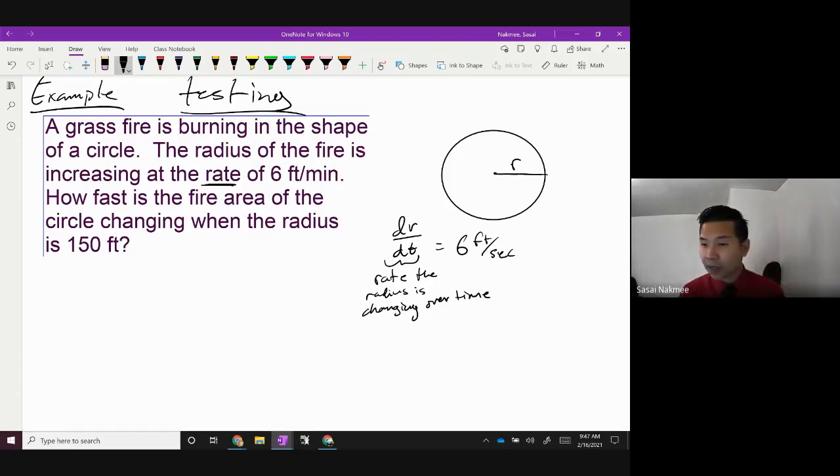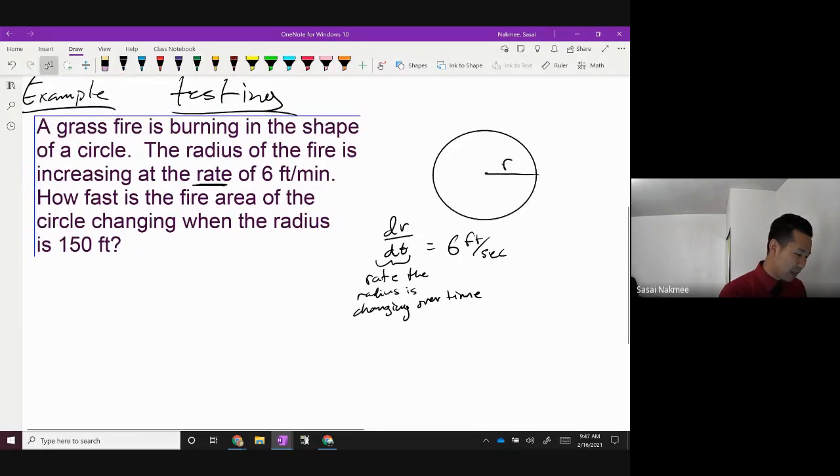Now, Monica's getting a little bit ahead of me. 2 pi r is an equation that we are going to use. Give me 1 second before I write that one down. I want to write down the rest of the information that's given to us. Oh, you're right, 6 feet per second would be a really fast fire burn. 6 feet per minute makes more sense. Thanks, Brian. Thank you, David.